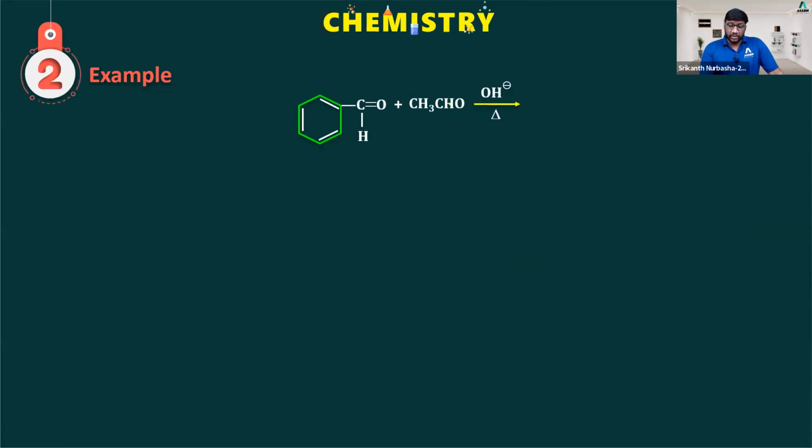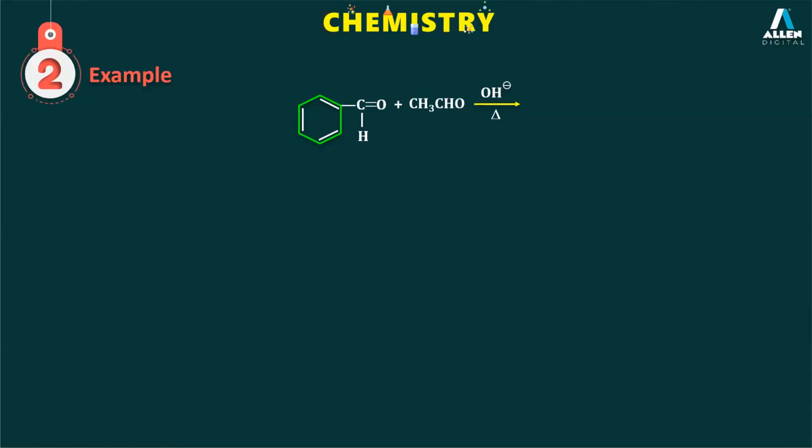C6H5 CH=O plus CH3 CH=O with OH minus upon heating produce what? Here you will get the first product. Here this particular aldehyde, benzaldehyde, does it possess the alpha hydrogens?